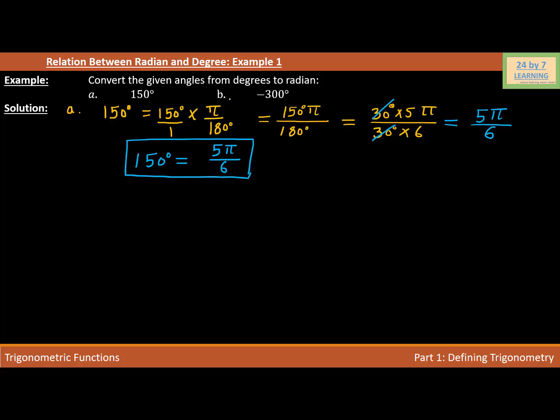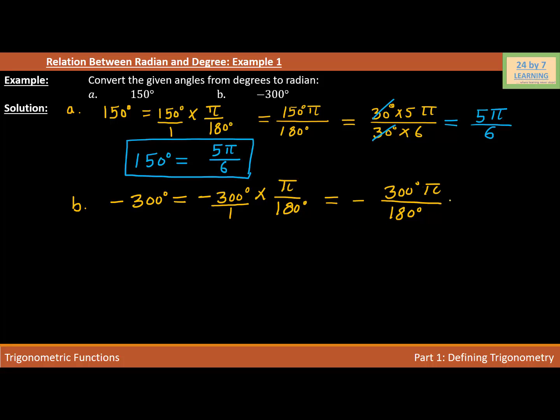Now let's consider the second part, which is negative 300 degrees. I'm going to write my second part B as angle negative 300 degree, and we know that in order to convert the angle from degree to radian, I need to multiply by pi over 180. So I write negative 300 degree times pi over 180 degree. Now, as you can see, I have 1 at the denominator with 300. So I'm going to multiply numerator with numerator and denominator with denominator. The negative will come here, and then 300 degree times pi, and at the denominator I have 180 degree.